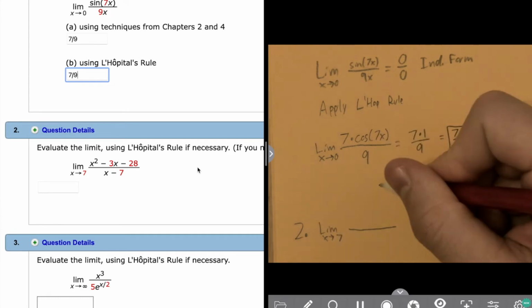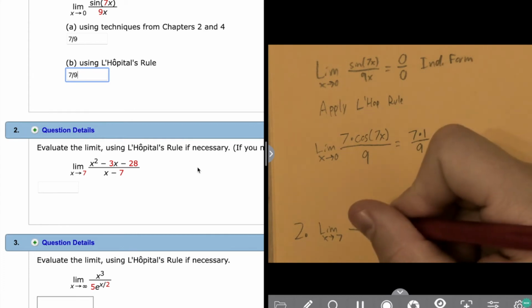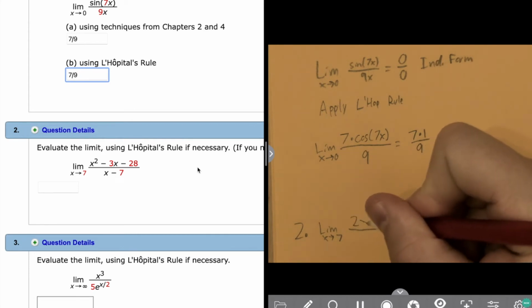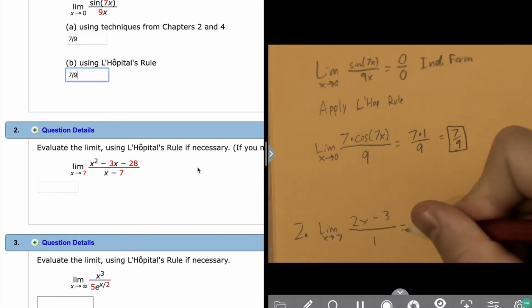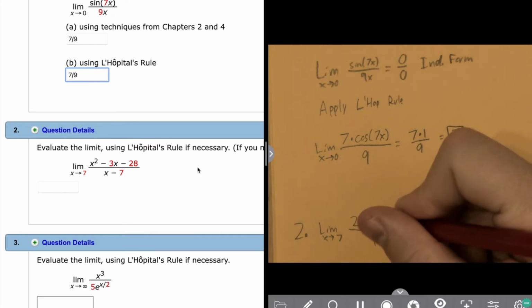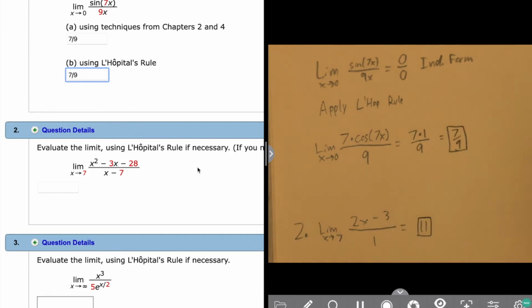So I have established that I get indeterminate form, and I'm going to apply L'Hopital's rule. And so that means I can now write this as 2x minus 3 over just a simple 1. And now when I plug in 7, I get, let's see here, 14 minus 3, which is 11 over 1. I get 11. All right, awesome.